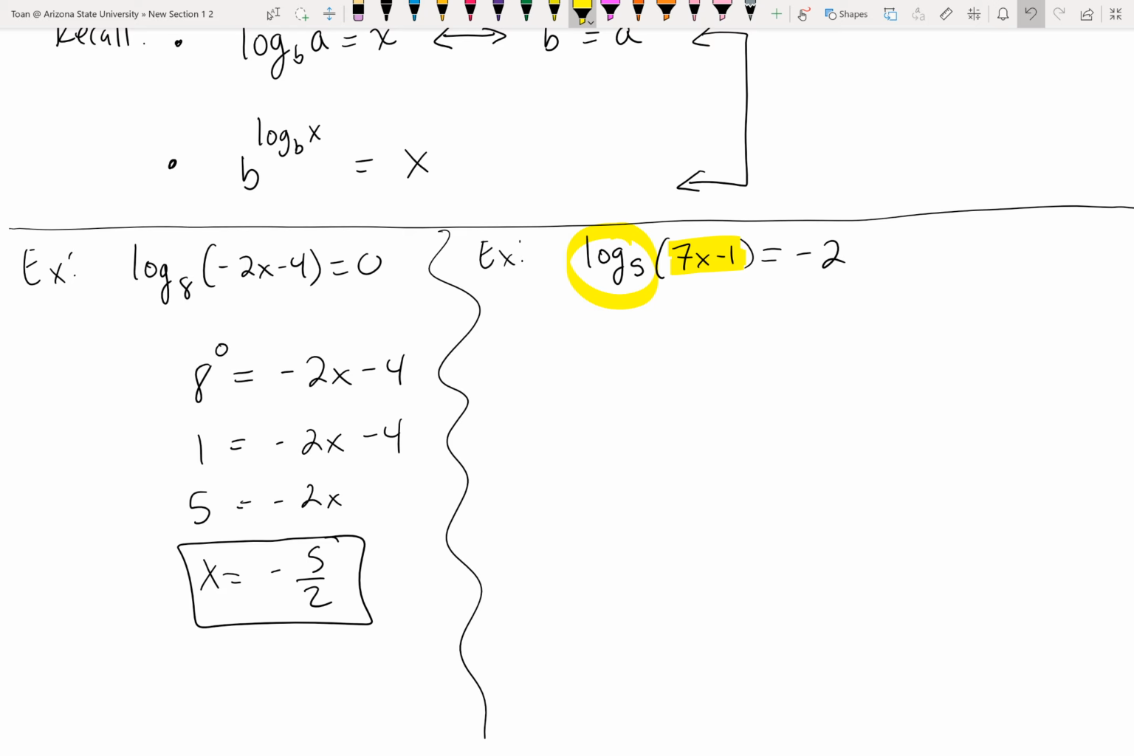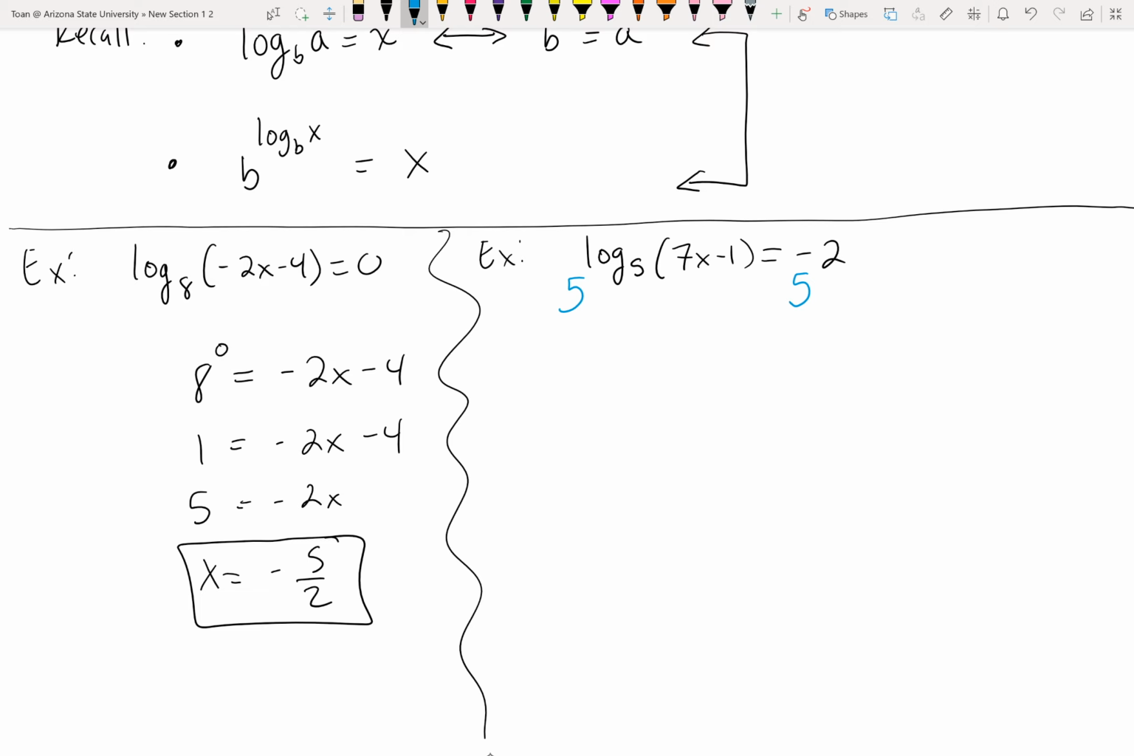So before I do anything, I need to get rid of the log. This is the question I ask myself: what is the inverse of a logarithmic function? And of course the answer is an exponential function. In order for things to cancel out, the bases need to be the same. So if I want to get rid of this log base 5, I need to use an exponential base of 5. So we're going to exponentiate both sides using base 5.